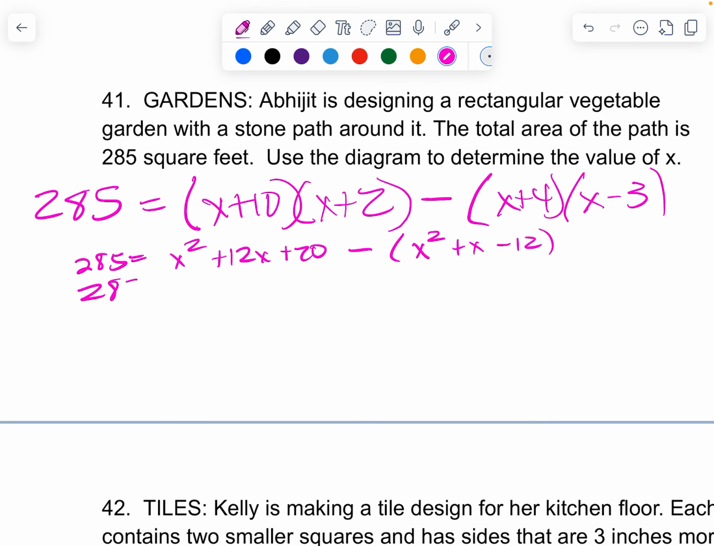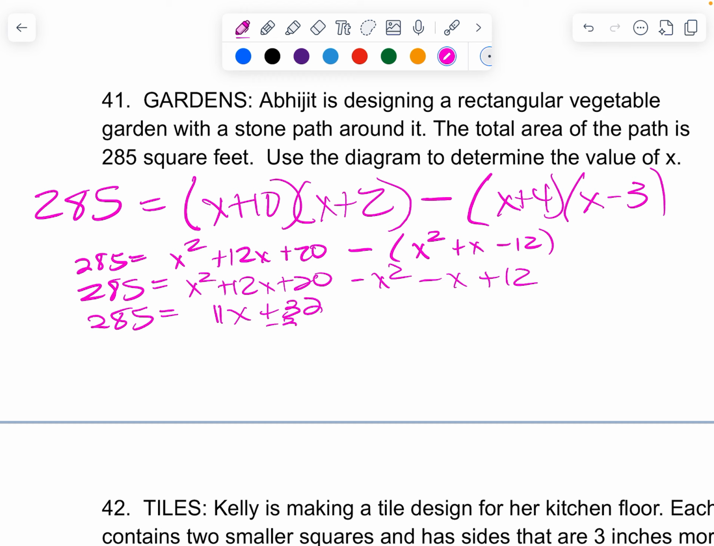So 285 equals x squared plus 12x plus 20 minus x squared minus x plus 12. So 285 equals 11x plus 32, subtract 32. And I get 253 is equal to 11x, so x is equal to 23 feet.